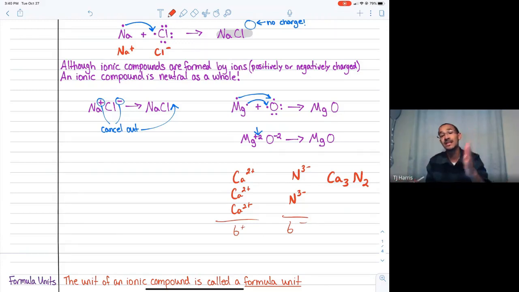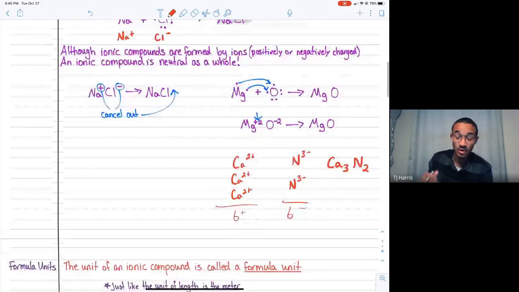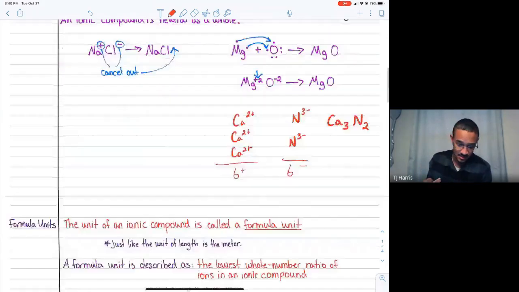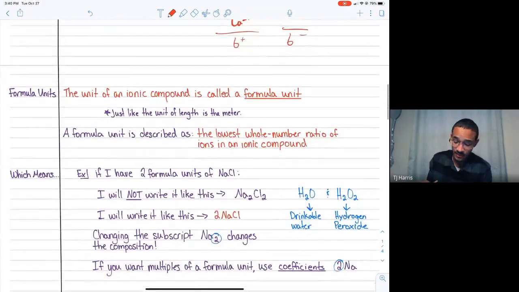I'll show you an even easier way here in a little bit. Even easier. All you have to do is know the charges and you're good. If you know Ca is 2 plus because it's in group 2A, done. And N is 3 minus because it's in 5A, done. Then you've got it. All right, so our goal today: cancel out the charges. Let's talk some vocab before we get there.